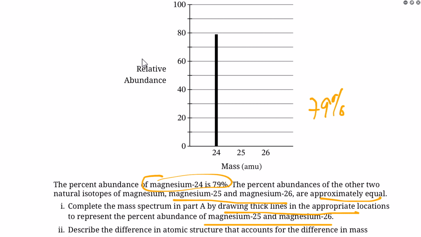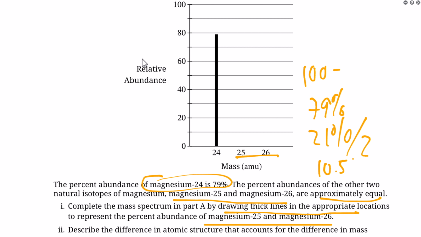It says that 25 and 26 are approximately equal. So if we do a little bit of math here and take 100 minus 79, that's 21. I know that, but I'm still going to punch it in my calculator anyways. So we get 21% that's left over that's split between 25 and 26. So we're going to divide that by 2. So each of these should have 10.5% relative abundance.